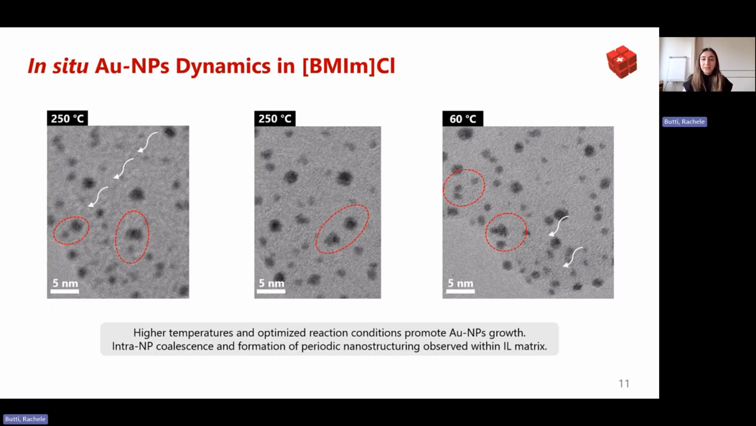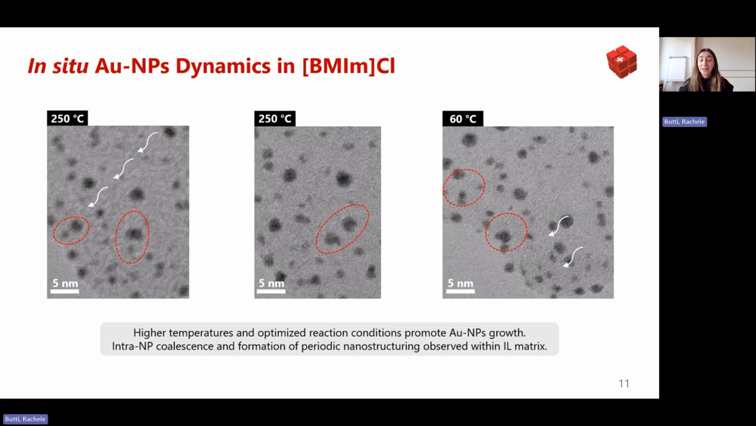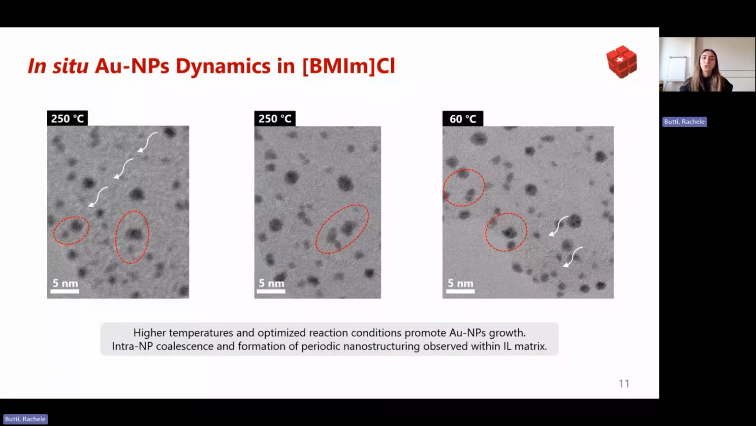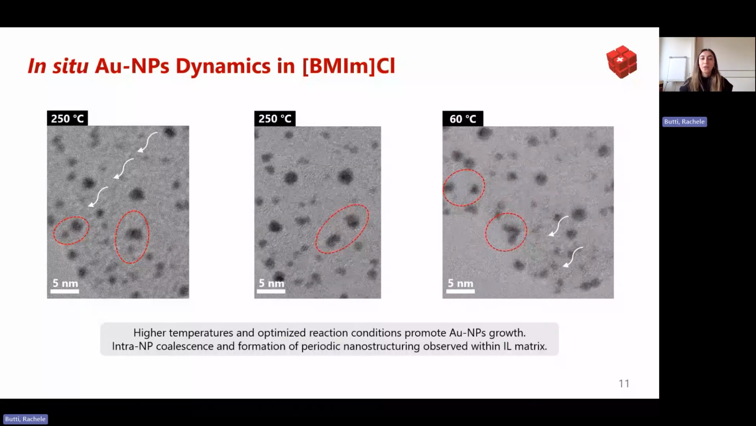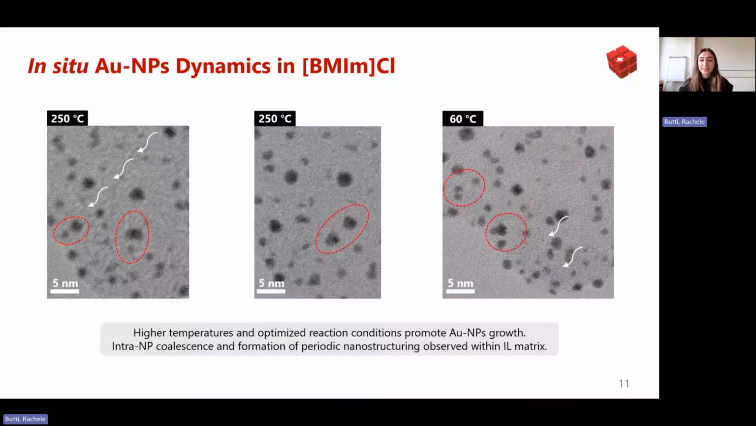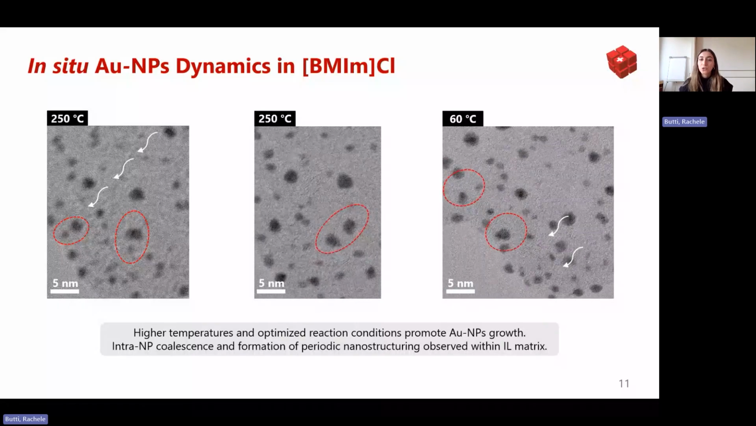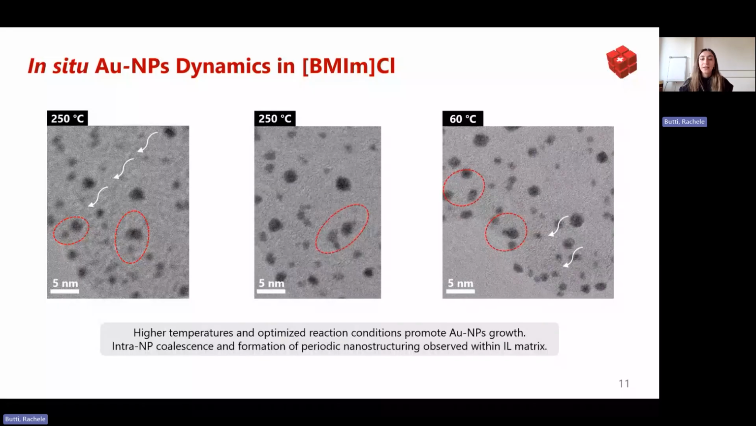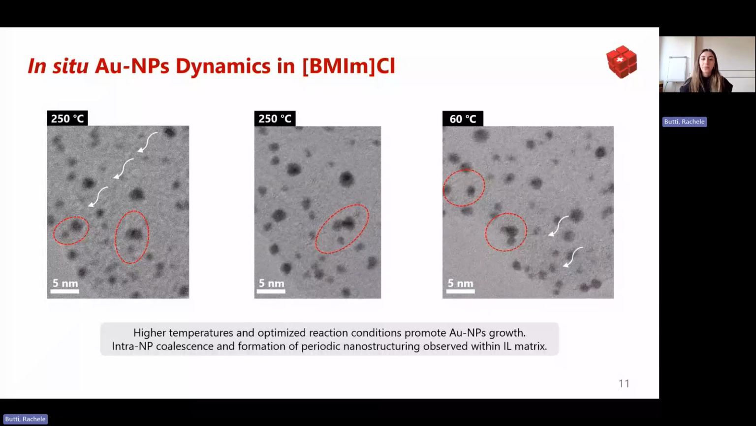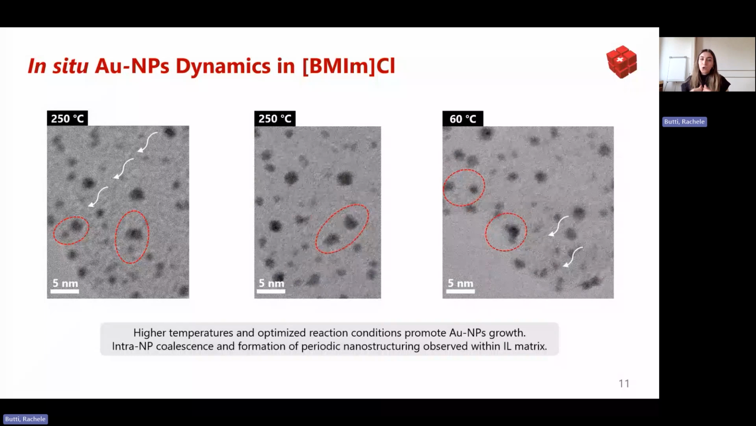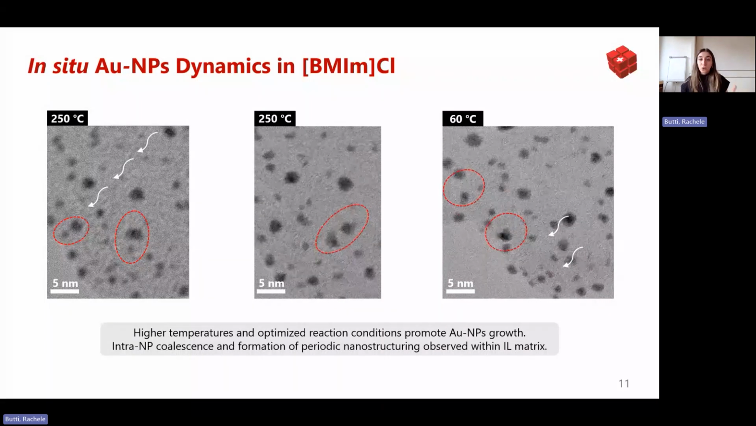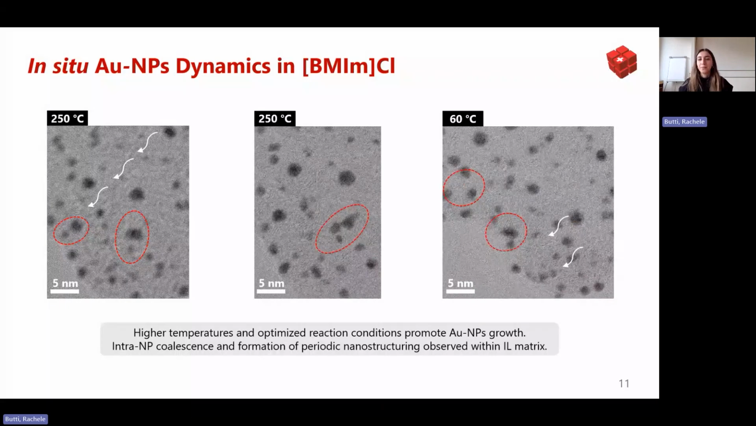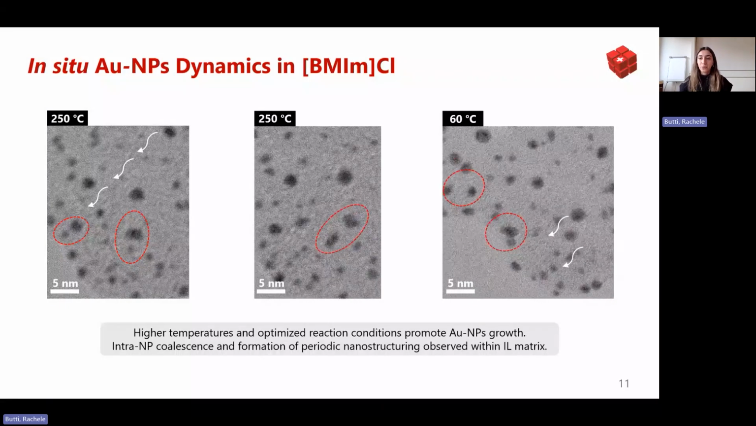Moreover, here we see some STEM series at two different temperatures, 250 degrees and 60 degrees, with the visible scale bar set at 5 nanometers. And also here we see how the particles come together and how they really coalesce at both elevated temperatures, 250, and also at milder temperatures.